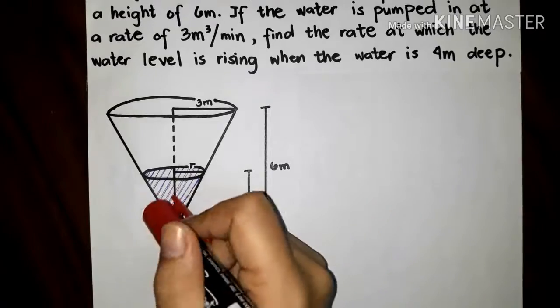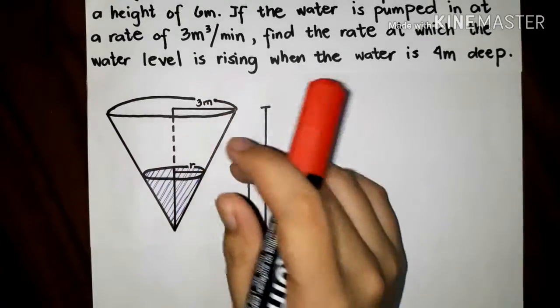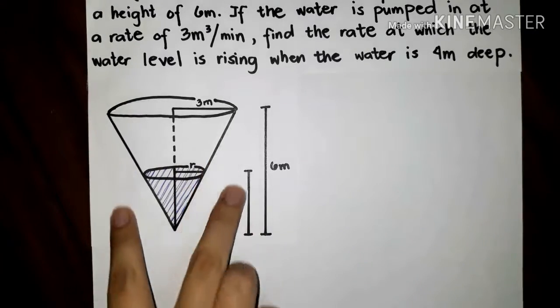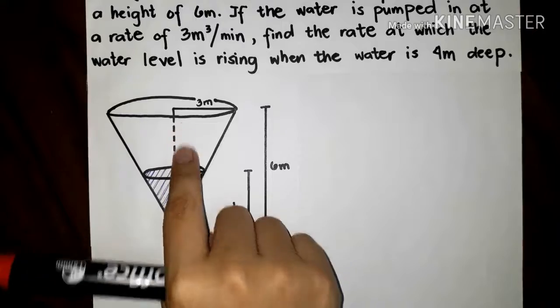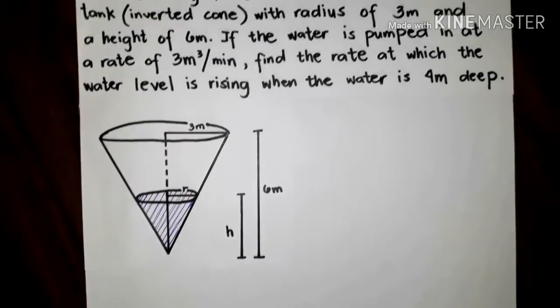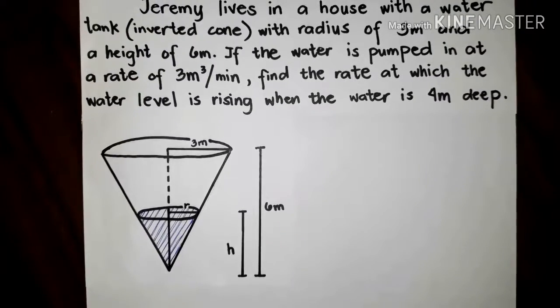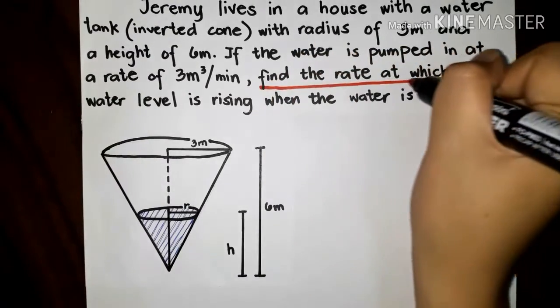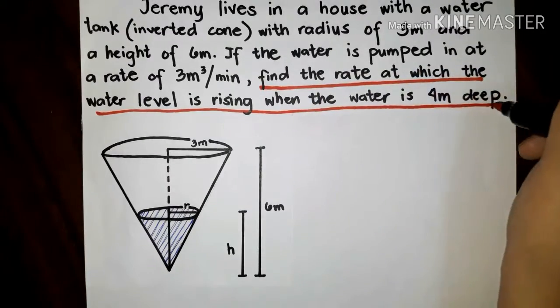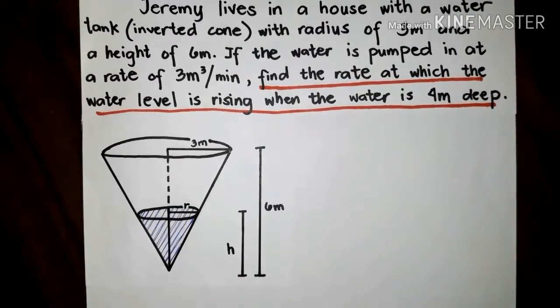Here I have a diagram of what our water tank looks like. It is an inverted cone wherein this is our radius, which is 3 meters, and our height, which is 6 meters. Now, our problem says find the rate at which the water level is rising when the water is 4 meters deep. So that is what we need to find.